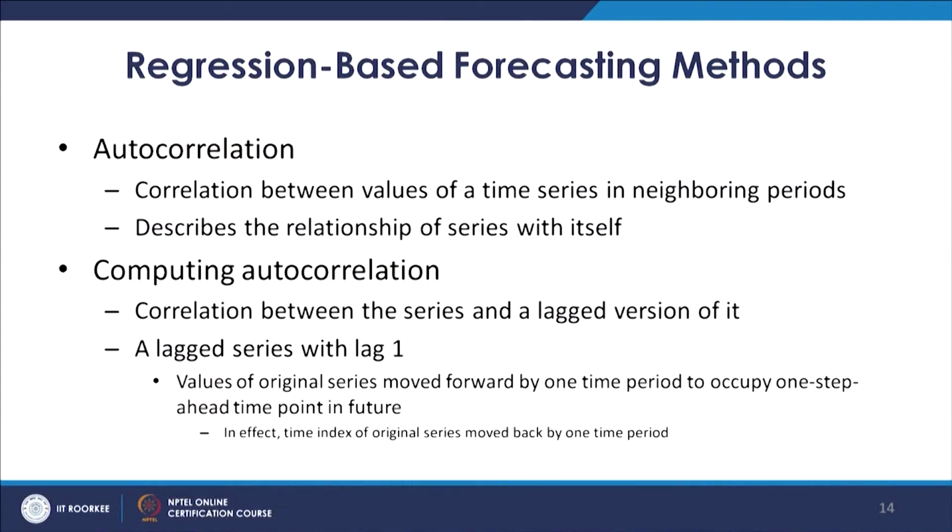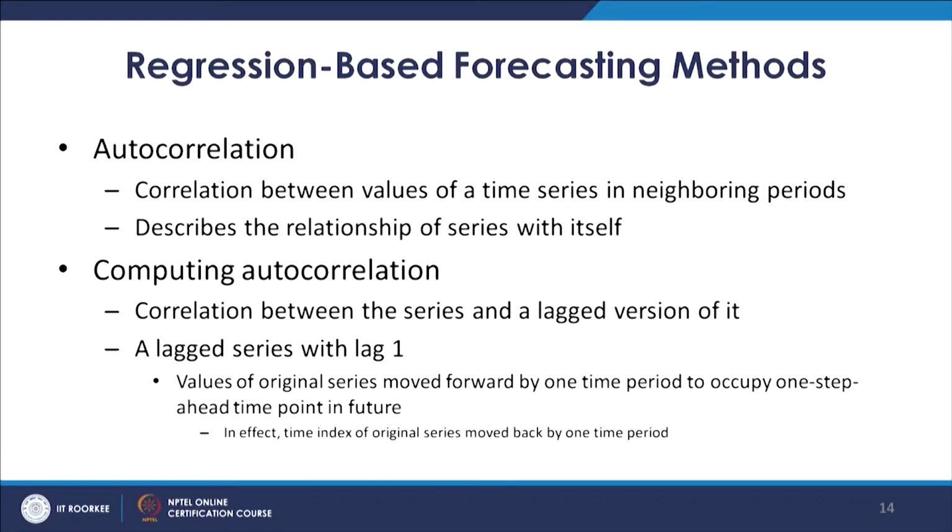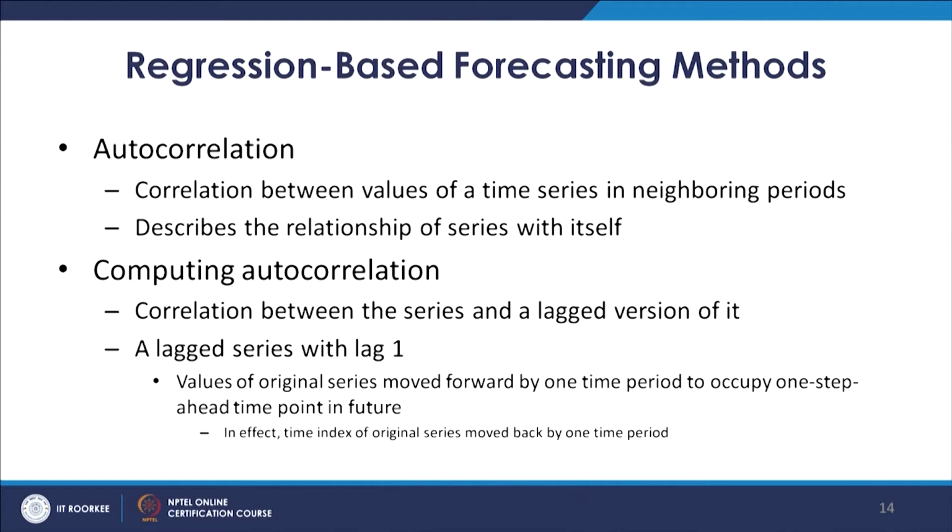You can see the second point and then the first sub-point: computing autocorrelation, the correlation between the series and a lagged version of it, is going to be used for this. Now, what do we mean by a lagged version of the series? A lagged series with lag 1 is a series that has been lagged by just one unit in time. So, that would be called a series with lag 1. Let us see how it is defined here.